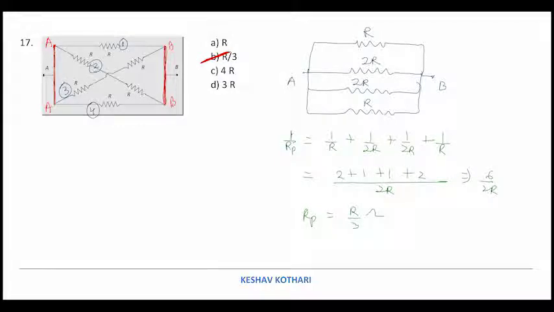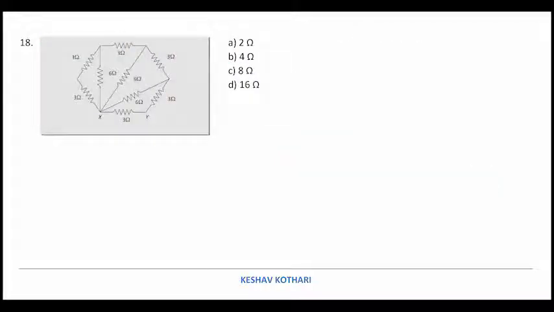Let us move to the next problem. We have to calculate effective resistance between X and Y. If you look carefully in this network, these two combinations are in series and the result is in parallel with 6 ohm. The effective value of these two in series is equal to 6 ohm, and then the parallel value is going to be R1 R2 upon R1 plus R2, which is equal to 3 ohm.